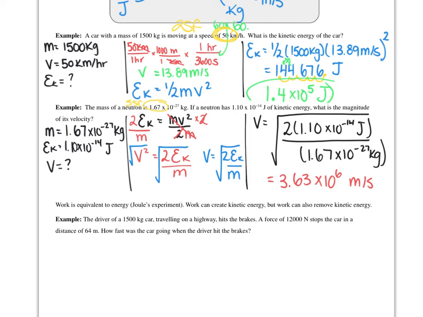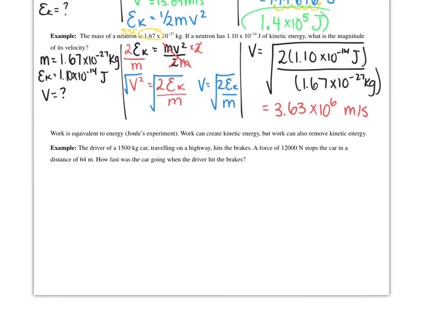This is a ginormous answer, but it does make sense. So the speed of light is 3.0 times 10 to the 8. So this is about 100 times less than the speed of light. It makes sense because particles in atoms are traveling at a pretty fast rate.